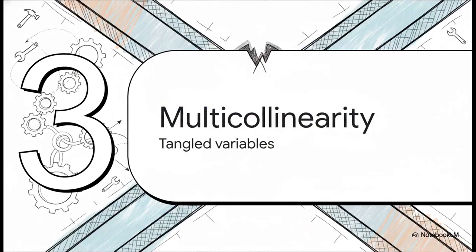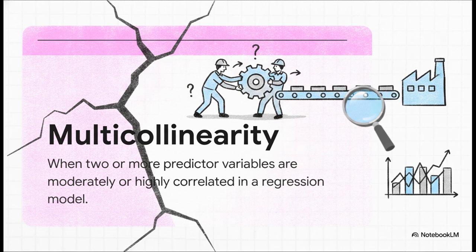Now for part three. Because even the best blueprints can suffer from overlapping support beams, which brings us to the first major structural crack in our model: tangled multicollinearity. Multicollinearity happens when two or more of the variables you're using to make your prediction are highly correlated with each other. It's kind of like having two employees doing the exact same job on a factory assembly line.